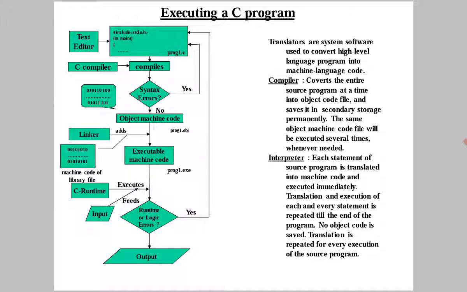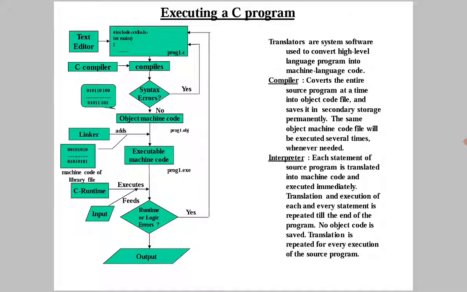In this slide we have to learn how to execute or run a C program. This slide explains how to write, how to compile, and how to run or execute a C program. This is the step-by-step complete flowchart, the complete process. It covers how to write a C program, how to compile it, what errors may occur while compiling and how to rectify them, what translators, compilers and interpreters are, and how to execute a program.